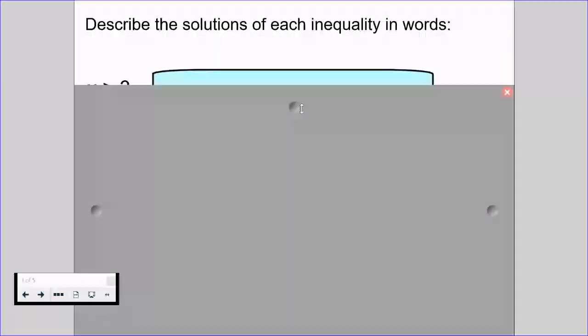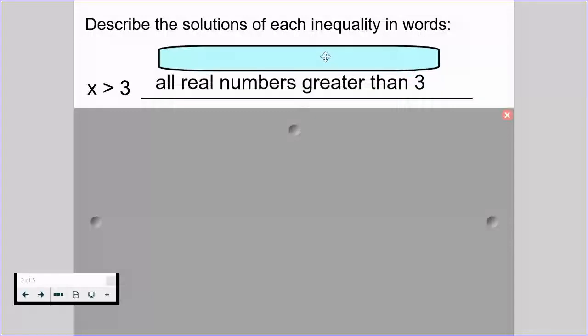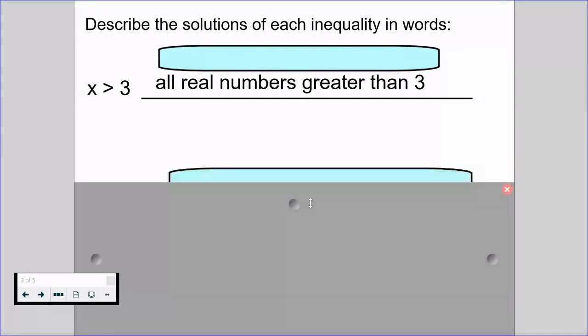So let's say we have the inequality x is greater than 3. Well, we want to describe the solutions of this inequality. We want to say, hey, what values of x make this a true statement if we plug them in, right? If we plugged in 5, well, 5 is greater than 3. If we plugged in 6, 6 is greater than 3. If we plugged in 0, 0 is not greater than 3. If we use 3, 3 is not greater than 3. So the description of the solutions would be all real numbers greater than 3. Awesome.